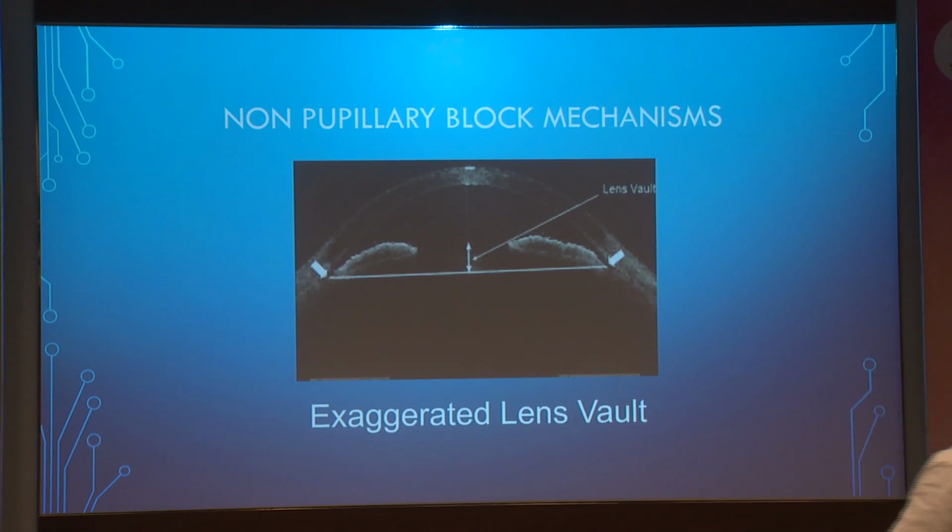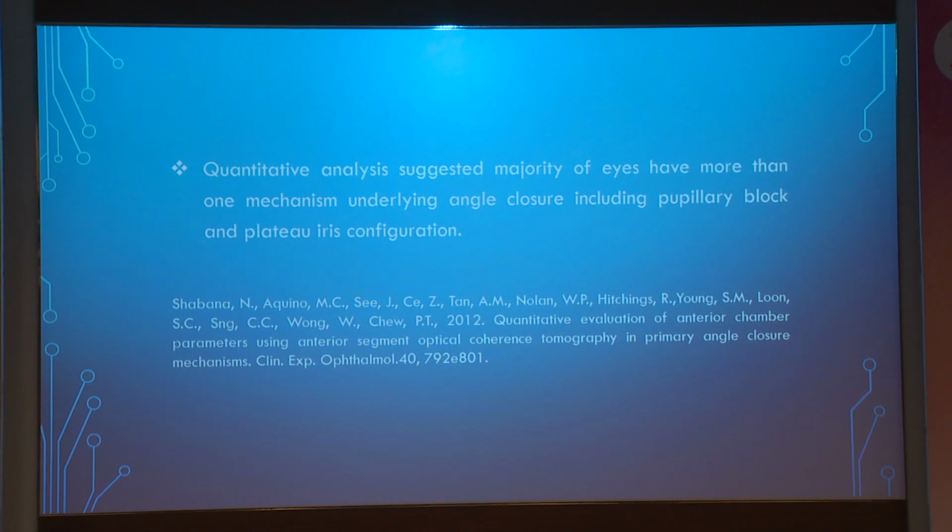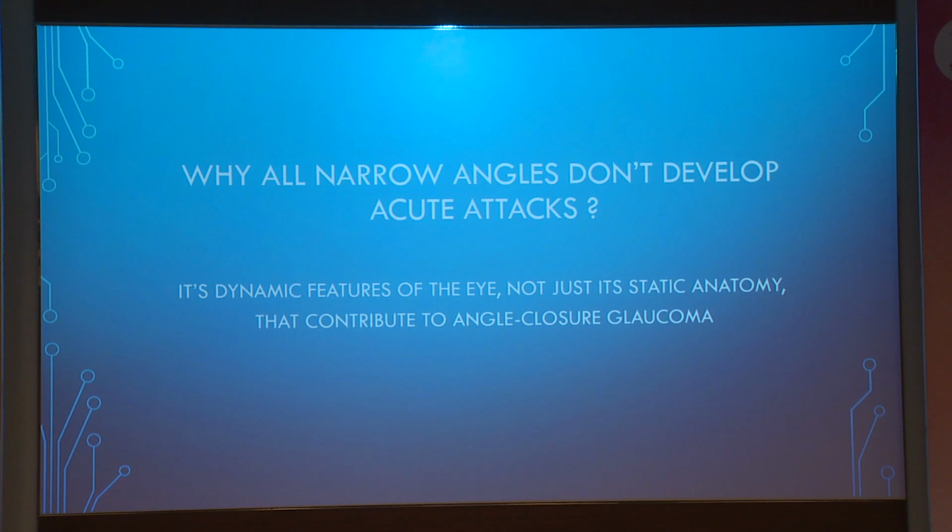Another mechanism is the exaggerated lens vault. Quantitative analysis suggests that the majority of eyes have more than one mechanism that plays a role in angle closure. One may have one of the predominant factors and others play a contributing role. So why don't all narrow angles develop acute attacks? If you actually see, of all the angle closures, only 20 to 30% of them would land up with acute angle closure. The reason behind this is that it's not only about the static anatomy, but dynamic features of the eye play a major role in angle closure glaucoma.